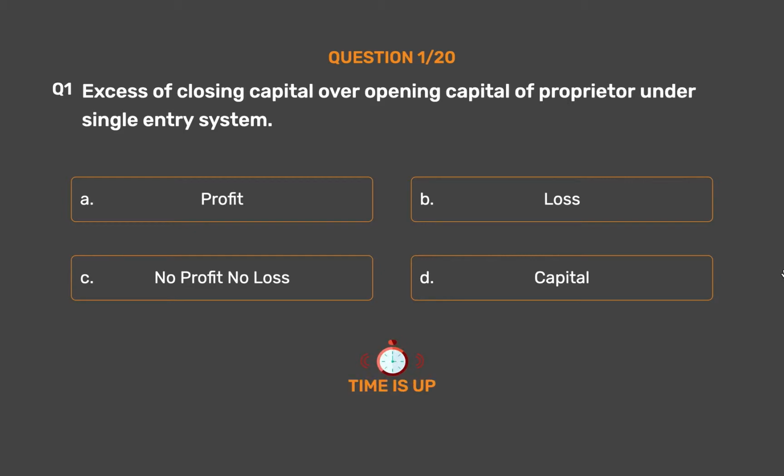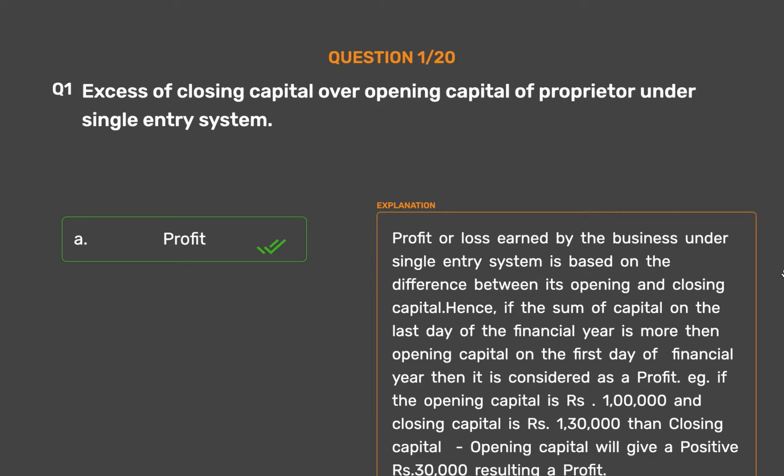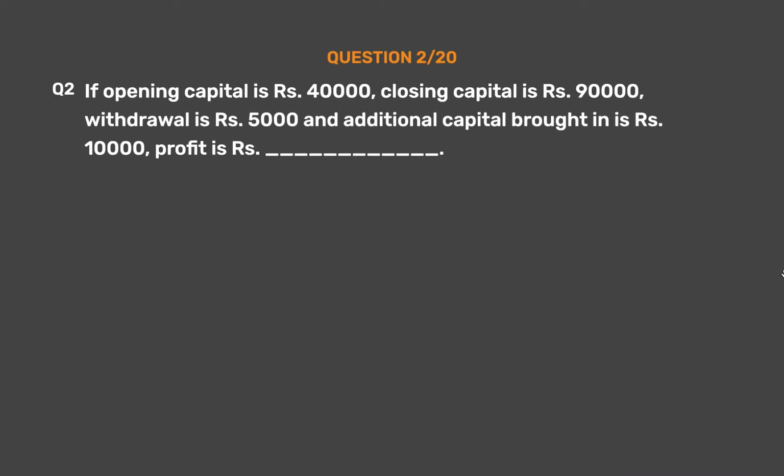The correct answer is Option A. Profit. Profit or loss earned by the business under single entry system is based on the difference between its opening and closing capital. Hence, if the sum of capital on the last day of the financial year is more than opening capital on the first day of financial year, then it is considered as a profit. E.g., if the opening capital is Rs. 1 lakh and closing capital is 1,30,000 rupees, then closing capital minus opening capital will give a positive 30,000 rupees, resulting in a profit.